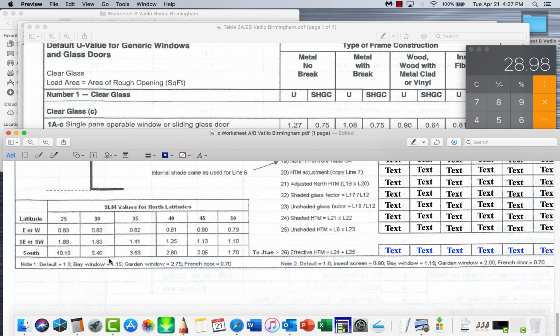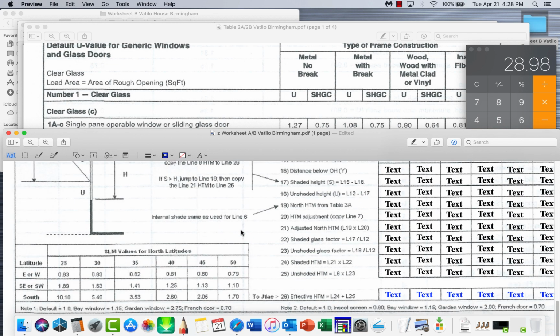out a little bit, so it's going to be 115%. If it's a garden window, it's got a lot of surface area sticking outside into the sun and taking on the thermal energy, so it's almost 3 times greater than just a normal window. And of course, a French door, which has a lot of wood in it and less glass, is only going to be 70% of it. So ours is just a fixed sash, regular window. So ours is going to be default 1.0.